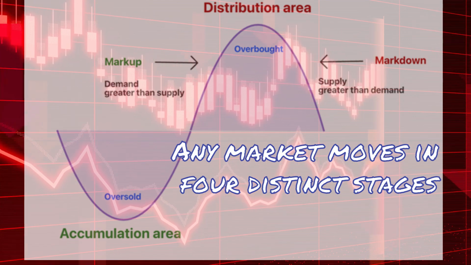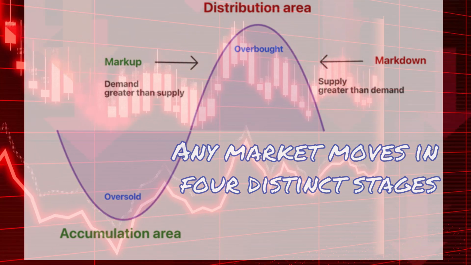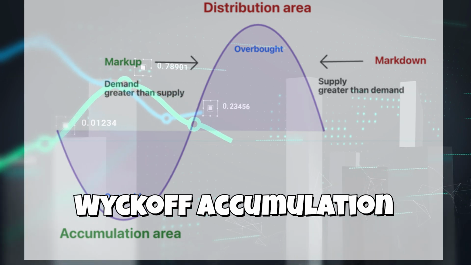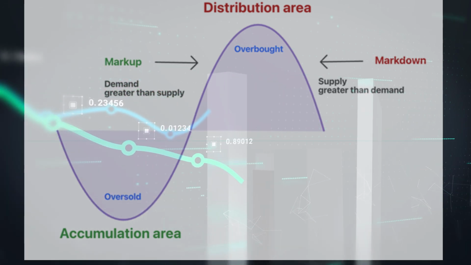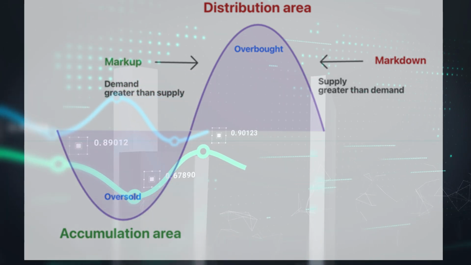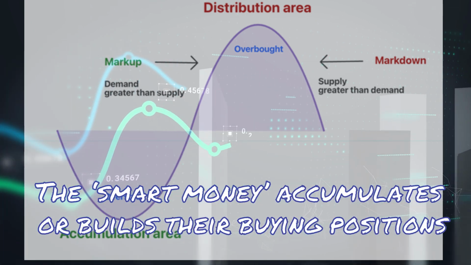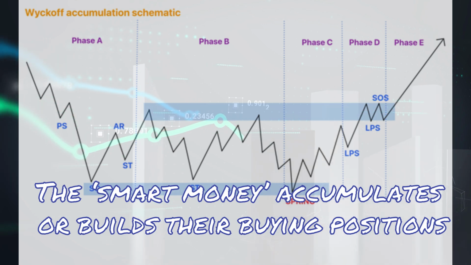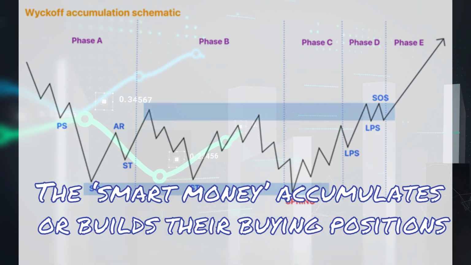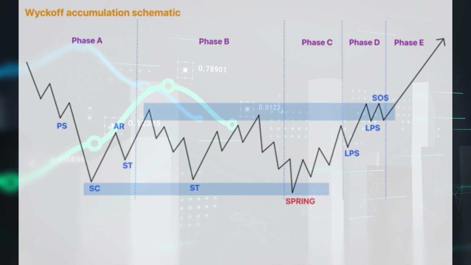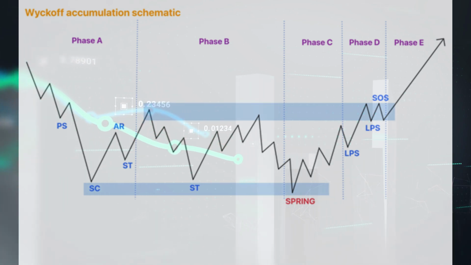Let's go through each of them here. Wyckoff accumulation. This represents the first part of Wyckoff's market cycle. After a downtrend, the smart money accumulates or builds their buying positions. This phase is a broad trading range or sideways market, a common trait when the price has moved in one direction for an extended period.